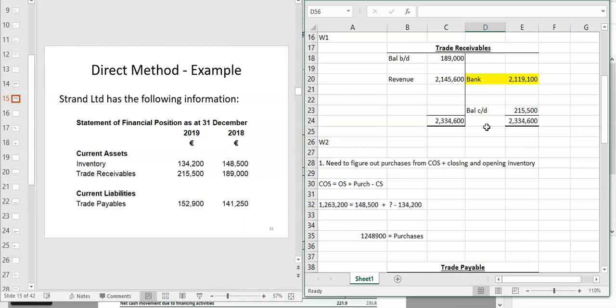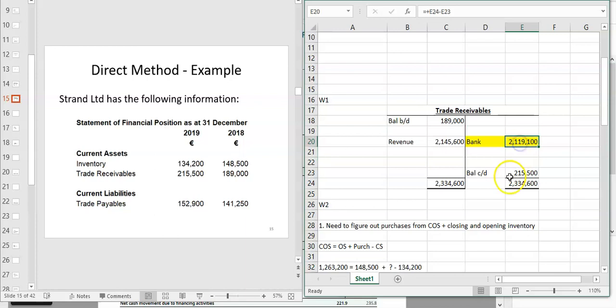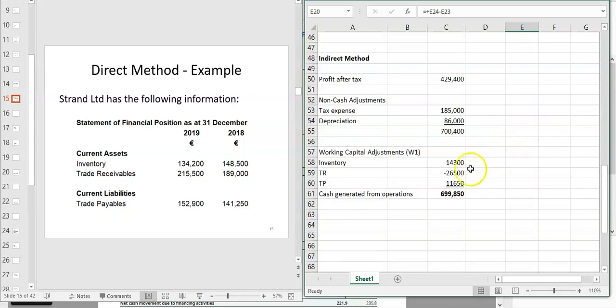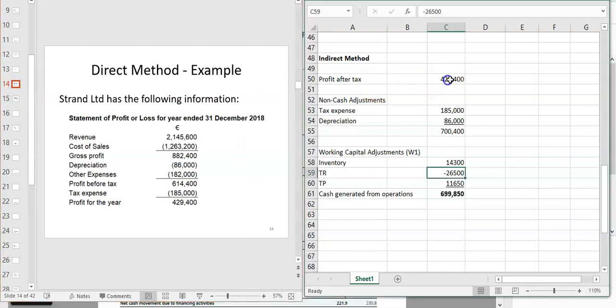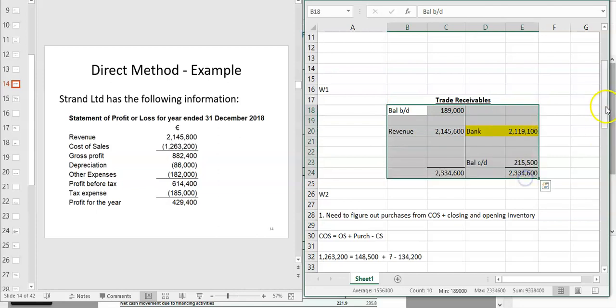How we would have dealt with that in trade receivables in the direct method is you did a T account and you use directly the 2,119,100. How we deal with it down here is we take off 26.5. So you're essentially getting to the same figure. In here, the 2,145,600 is used. But we're saying 26.5 needs to be adjusted. So if we take off that 26.5 off the 2,145, you get your 2,119,100. So you're making the same adjustment, getting to the same figure to use in a different way.